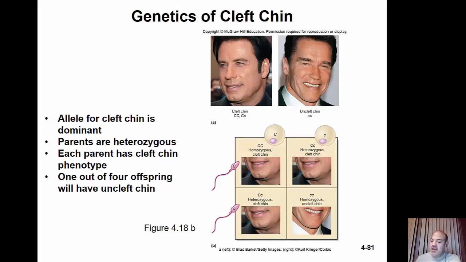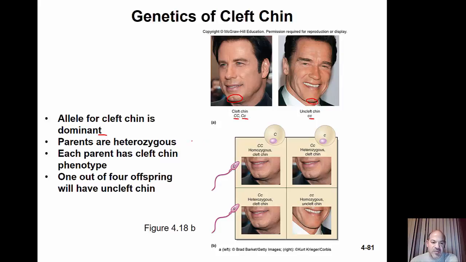So if you don't know what cleft chin is, here's an example right here on John Travolta, one of those actors. He's got a cleft chin, and then here's Arnold Schwarzenegger, the Terminator, doesn't have a cleft chin. Okay, so the allele for cleft chin is dominant, and so you're going to get cleft chin if you are homozygous dominant and heterozygote, because it's complete dominance, and you would only get uncleft if you are homozygous recessive.